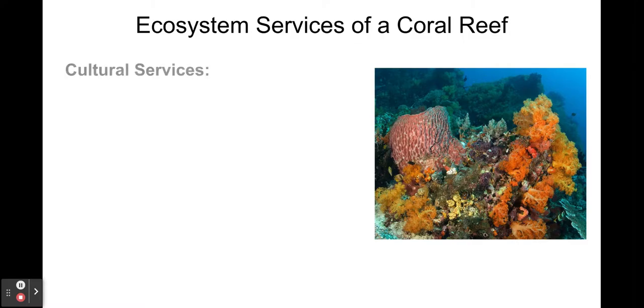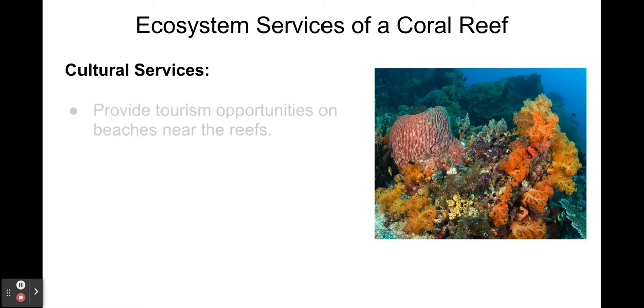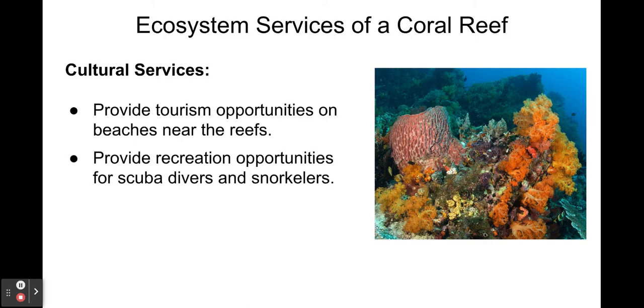Our next category are our cultural services, the fun stuff. Coral reefs provide tourism opportunities on beaches near the reefs. They provide recreation opportunities for scuba divers and for snorkelers. If you're stuck on a cultural service, think tourism and think recreation. Those are pretty easy ones to fall back on.